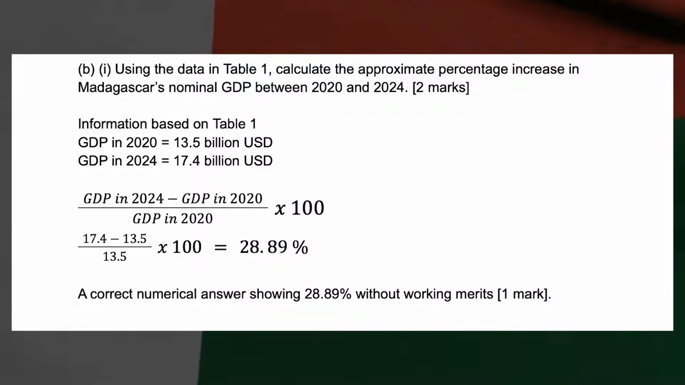Information based on Table 1. GDP in 2020 equals 13.5 billion USD. GDP in 2024 equals 17.4 billion USD. GDP in 2024 minus GDP in 2020, divided by GDP in 2020, times 100. 17.4 minus 13.5 divided by 13.5 times 100 equals 28.89%. A correct numerical answer showing 28.89% without working merits 1 mark.